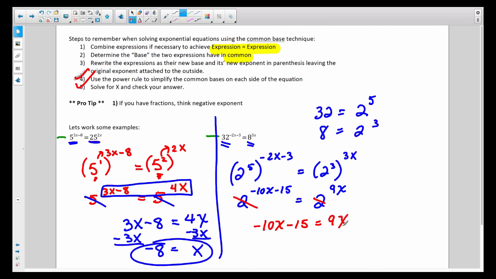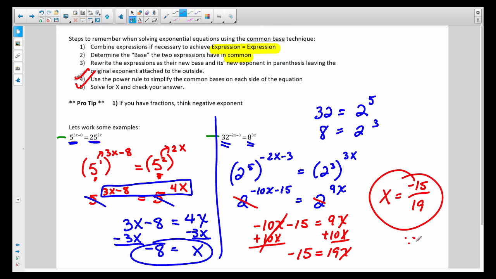Cool. So let's solve. I like to keep my x's positive, so I'm going to add 10x on both sides. You can go either way. So that gives me negative 15 equals, wow, 19 x's. Okay. Divide both sides by 19, and x equals negative 15 over 19. Not bad.